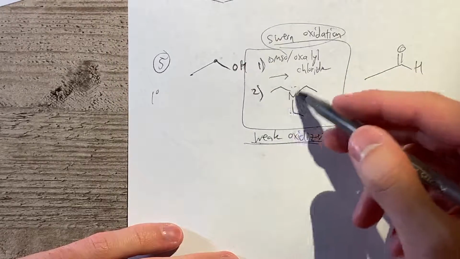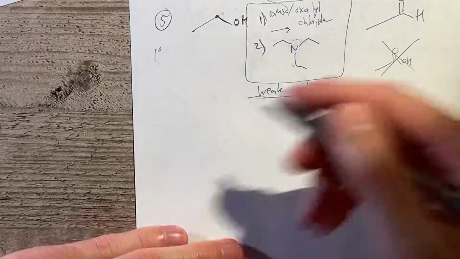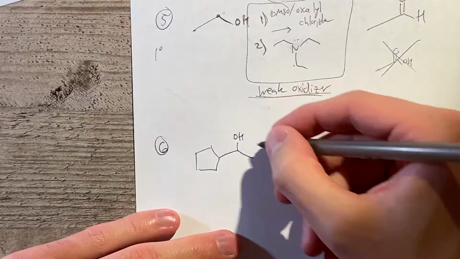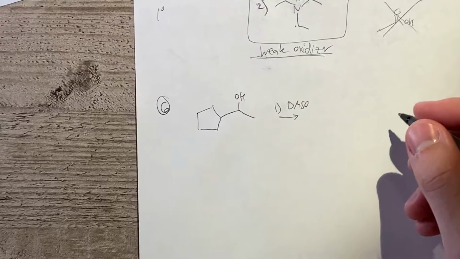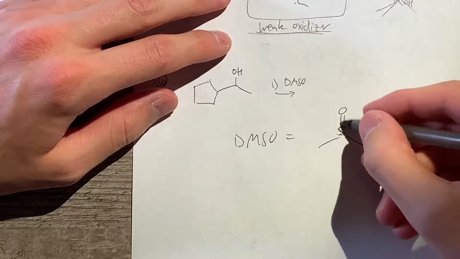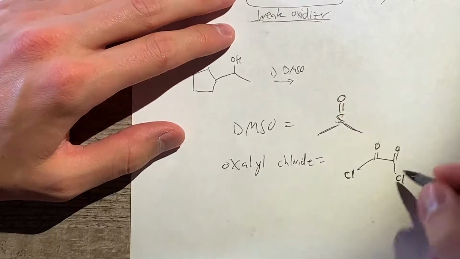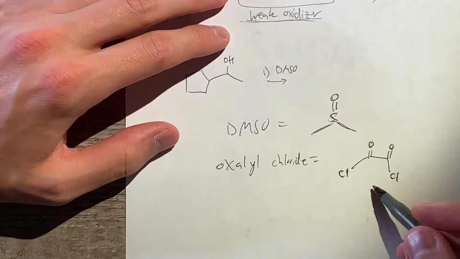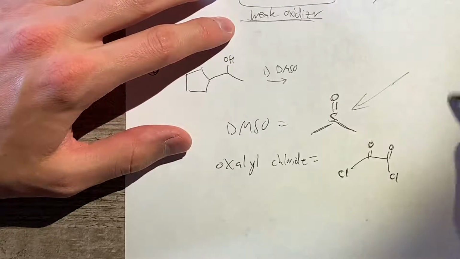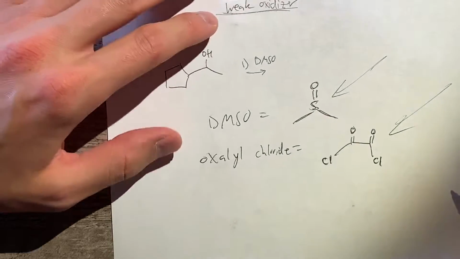I'm not going through this mechanism because I haven't seen it on any exams in the past 10 years. But I would still learn it before the test if you have time. Now let me make a side note. DMSO is this. You have an S, double bond O, methyl groups. That's what oxalyl chloride looks like. So you could see either one in the reagents for the reaction section. So be on the lookout.